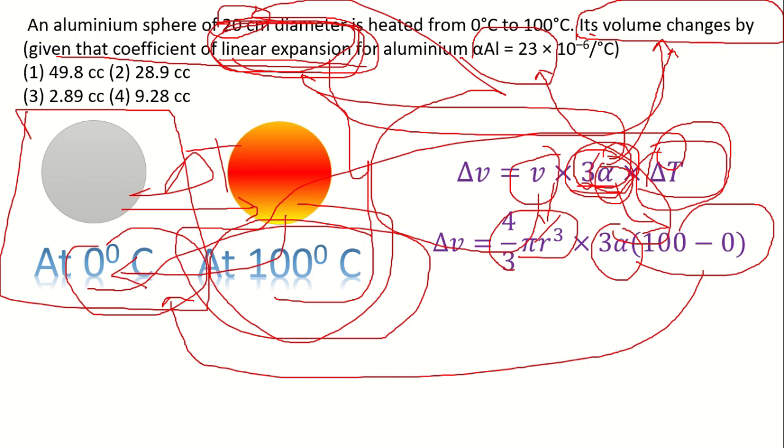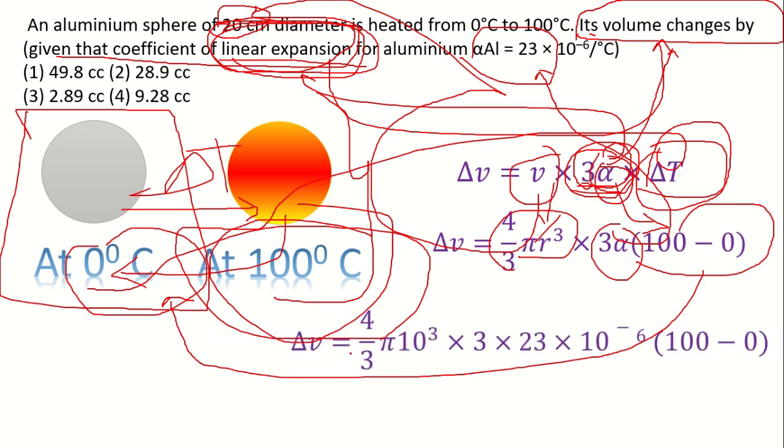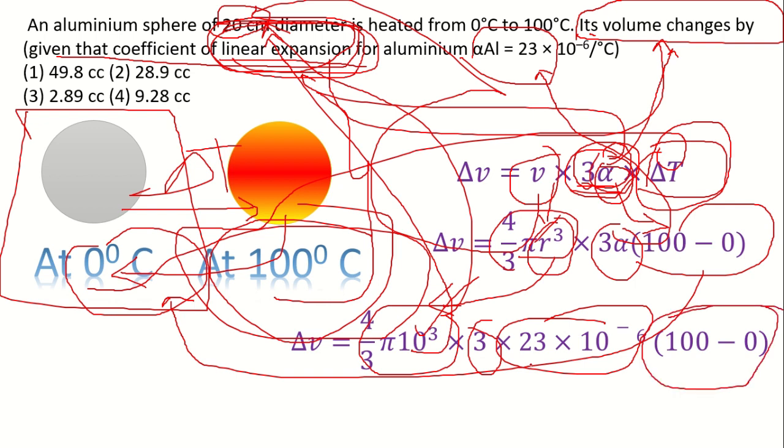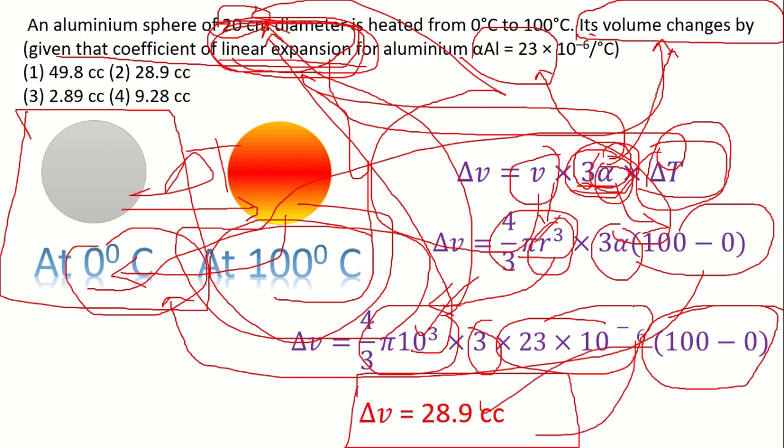If you substitute all the values, it will be 4 by 3 pi 10 cube, that is r. In the question, the diameter is given, so you have to convert it into radius, that is diameter upon 2, which becomes 10 cube, then 3 times linear expansion into change in temperature. If you solve this one, you will get the volumetric change, that is 28.9 cc, which is option number 2.